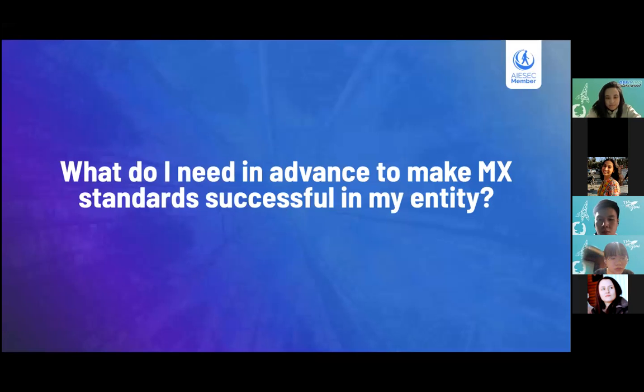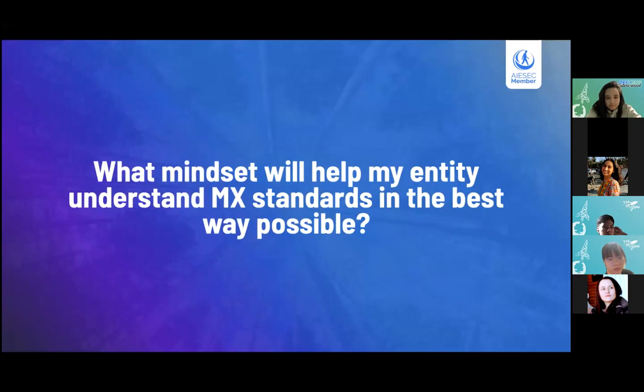Coming to the next question: secondly, what mindset will help my entity understand MX standards in the best way possible? Now, change management is not easy, and often it is related to behavior or mindset, or how we can make things easier or more understandable. So, how do you think your entity will understand MX standards better? And what kind of mindset do they need to understand MX standards or MXP itself? This is the second question. We are going to again take 1 minute and put in the inputs.